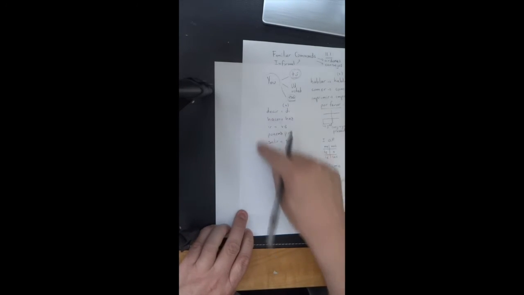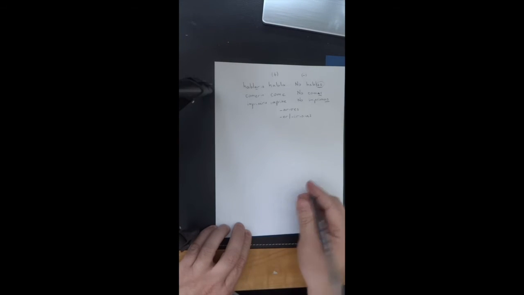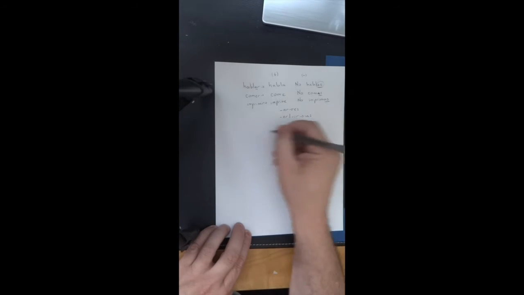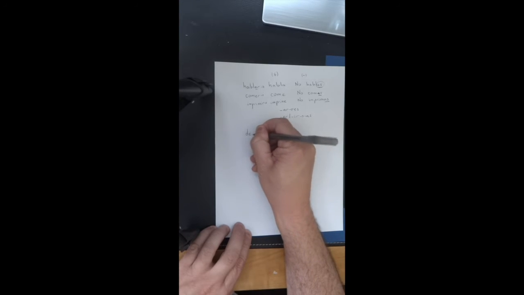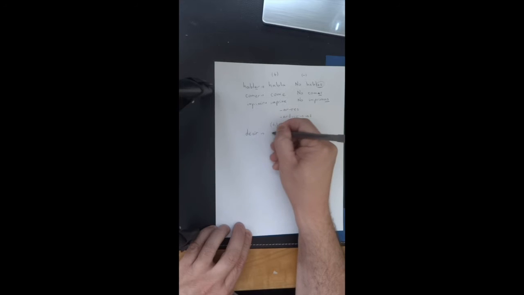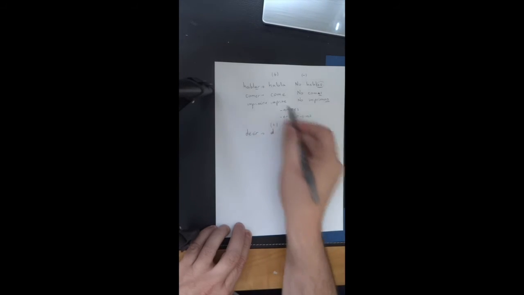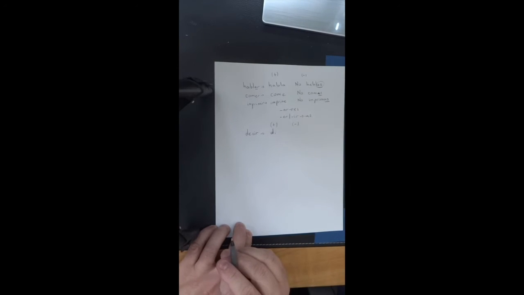Now, how about these negative ones? How do we make these irregular ones? How do we make these irregular negative? So, por ejemplo, el verbo decir. Decir in positive is di. How is it in negative? Is it as simple as just following this rule? Well, no, it's not as simple as that.